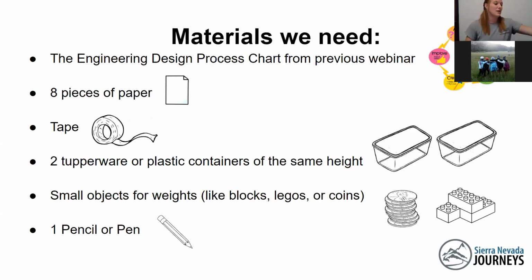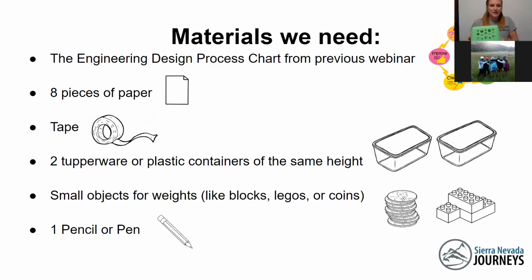You are also going to need 8 pieces of paper. Just like last time, it's okay if they have some writing on them on one or both sides. But you need at least 8 pieces of paper. You need some tape. Now, I have this blue painter's tape, but whatever kind of tape you have at home will work. Just some sort of tape. You need 2 Tupperware or plastic containers that are the same height. So I have these green little bins here, but if you have Tupperware containers that you put lunch in, or a cup, anything that you have 2 that are the same height.